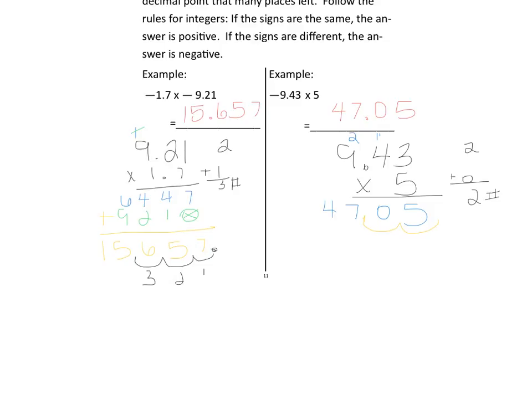Now let's look at our rules for integers to determine if the answer is going to be positive or negative. When we look at it, 9.43 is negative, 5 is positive. The signs are different, so that means our answer is negative. So negative 9.43 times 5 is negative 47.05.